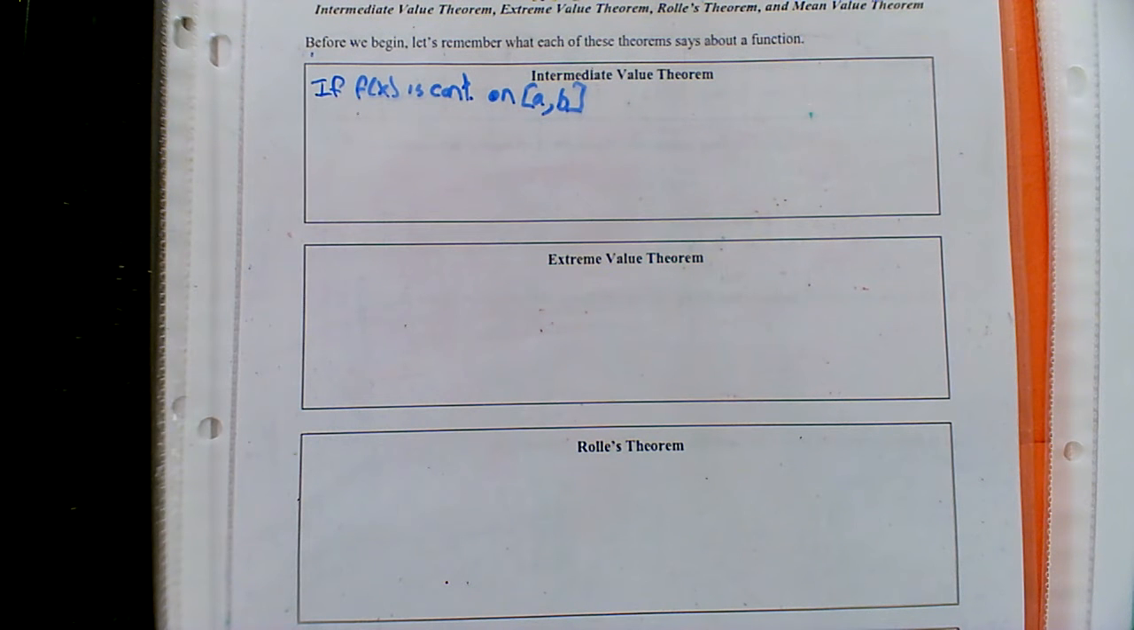If f of x is continuous on some closed interval a to b, do we remember the intermediate value theorem at all? Been too long? Not sure? Three-day weekend? Okay, I'm going to state out the actual definition of it, and then I'm going to state how it was used in some of the problems we applied it to.